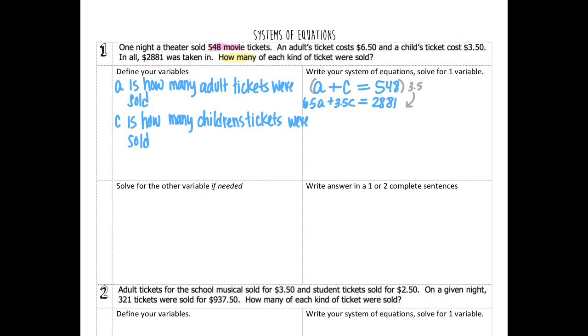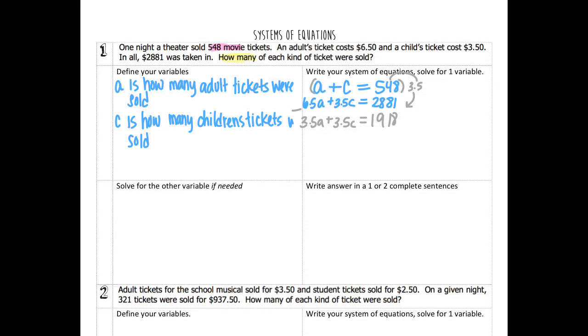Okay, so this means I would have 3.5A plus 3.5C, and then I'd also have to do 3.5 times 548. So again, this would be a good time to use a calculator or your phone calculator if you have it. 548 times 3.5 gives me 1,918. Okay, I can see that these two C's are the same, so I'm going to want to subtract.